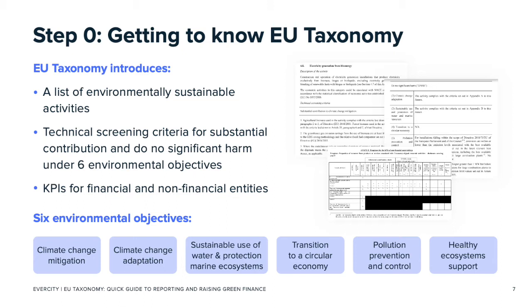And finally, the taxonomy also has KPIs. So for each type of entity, there are some KPIs that they have to report on. For example, for non-financial entities, it would be turnover, capex, opex. For asset managers, it would be something related to their portfolio and the share of aligned companies in their portfolio. So for banks, they would have to screen all their financial portfolio, including loans, advances, credit, and so on. So this is essentially what the taxonomy has.